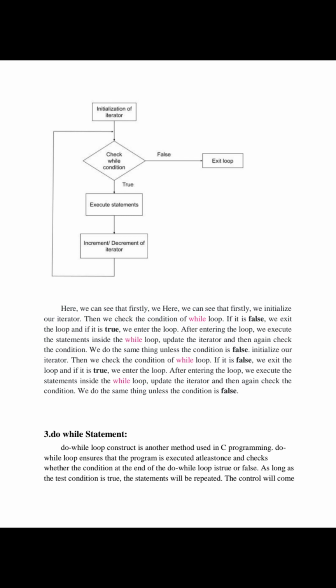Do while statement. The do while loop is another method used in C programming. It ensures the program is executed at least once and checks whether the condition at the end of the do while is true or false. The do while loop has the following form: do, statement 1, statement 2, closing braces, while condition.